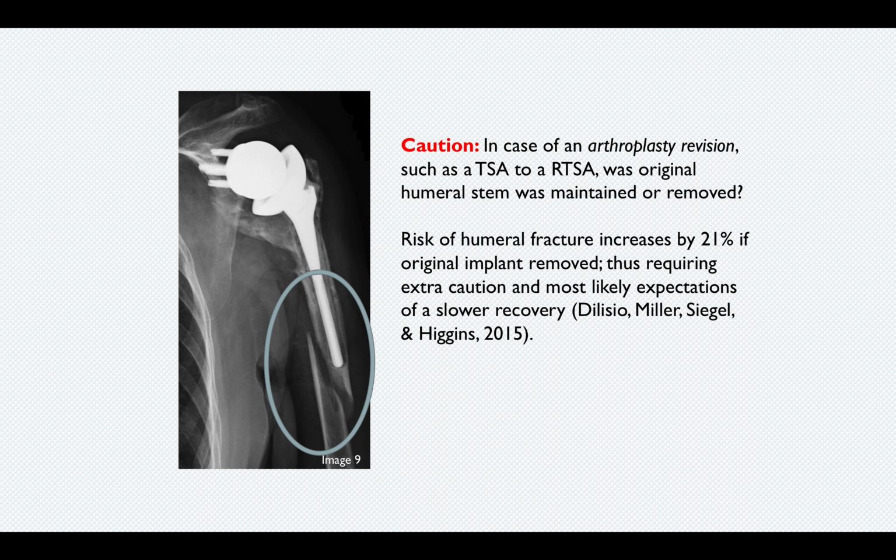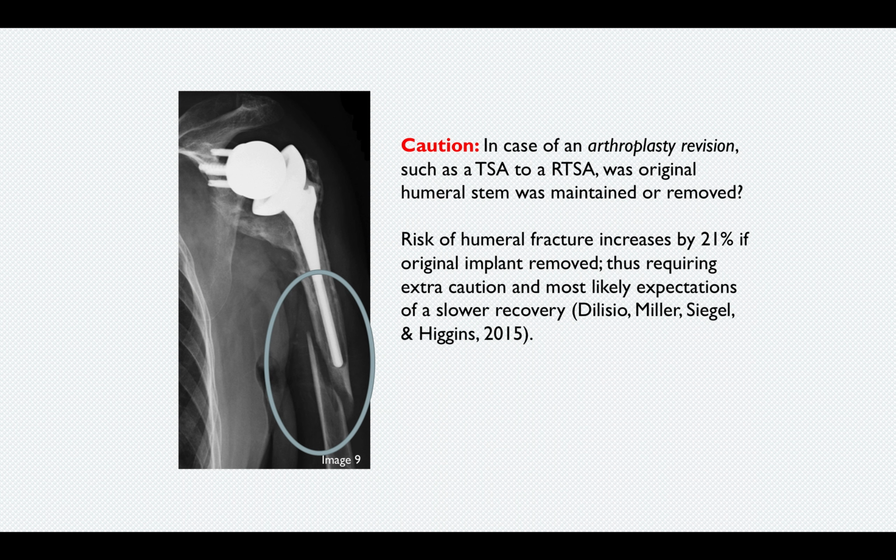A word of caution: in the event that your patient is having a revision from a traditional arthroplasty to a reverse arthroplasty, you need to find out if the original humeral stem was maintained or removed. The risk of having a humeral fracture increases by 21% if the original implant of the humeral stem is removed. Thus, it requires significant extra caution and most likely expectations of a significantly slower recovery.